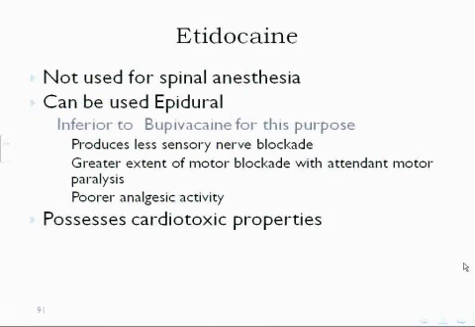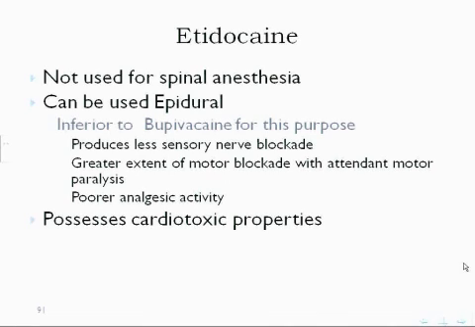Etidocaine is not for use for spinal anesthesia. Again, it can be used epidurally, but it's inferior to bupivacaine. That's why we don't use it, because it causes less sensory nerve blockade, but with a greater motor blockade, which is not what you want. You want more sensory than motor. So anything that goes more to motor is not good.